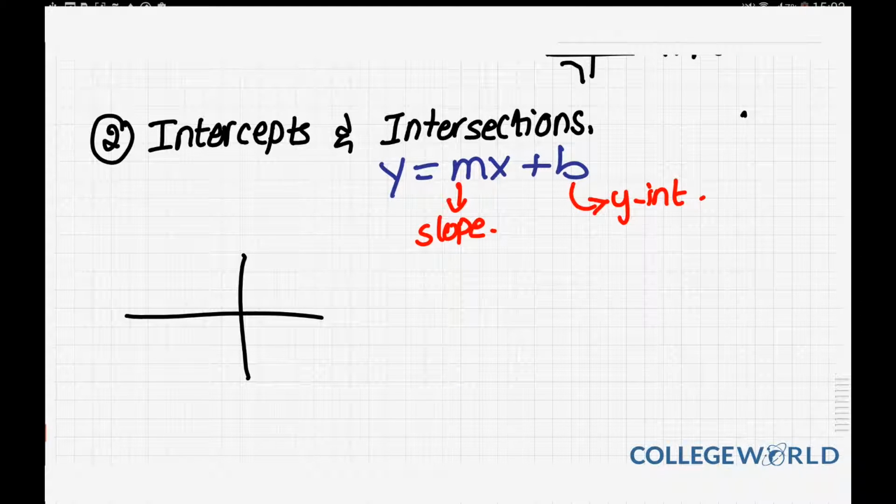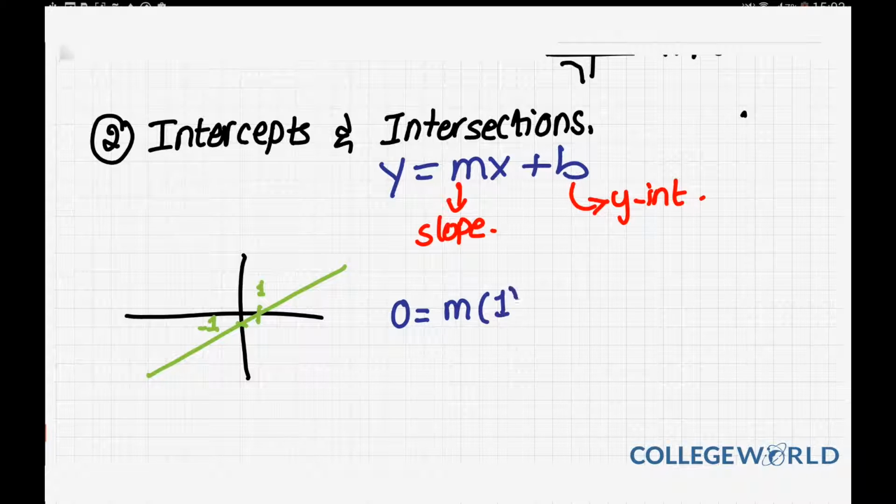So let us here graph an example of a straight line equation, and let's say we have something like this. Here, this is, let's say, 1, and this is going to be negative 1. What is your equation going to be? You know that your y is going to be 0, and your m is unknown, and your x is here 1, and your b is your y-intercept, which is minus 1, so your m is actually 1, and that's your slope. And then your equation here is going to be y equals to x minus 1.